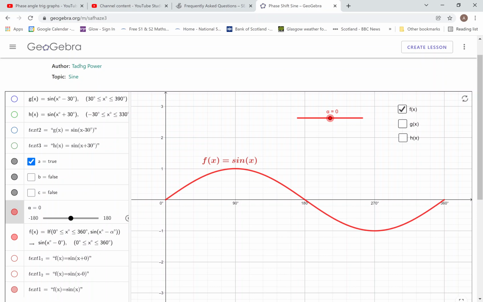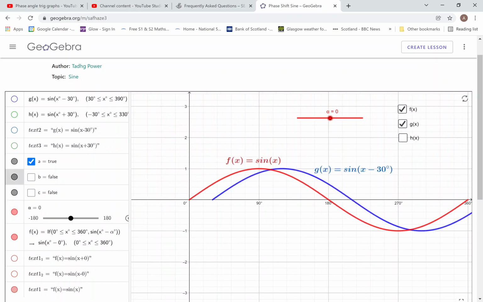The fundamental part of this is just to show you that g of x, if I put it back on, is x minus 30. Everything moves 30 degrees to the right. If I put on this third wave, that is x plus 30, and we've moved everything 30 degrees to the left. So just remember, the minus in the bracket means it goes right, the plus means it goes left. It's kind of the opposite of what you think. The minus goes right, the plus goes left.